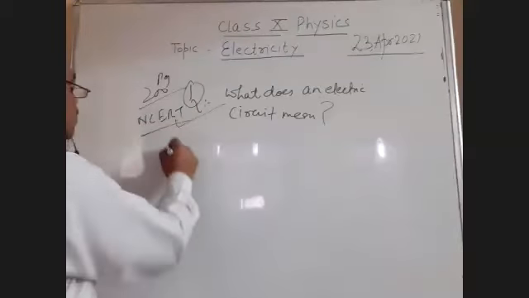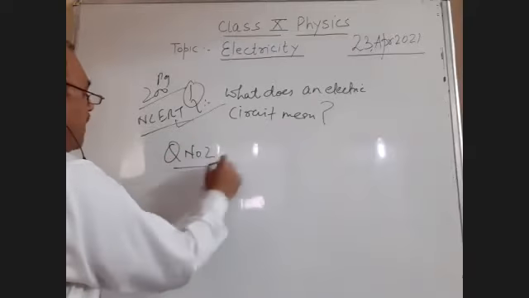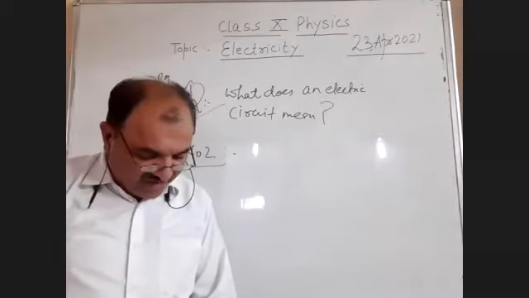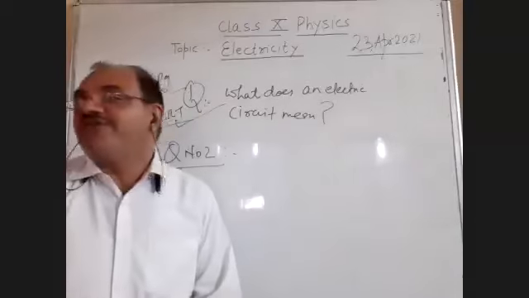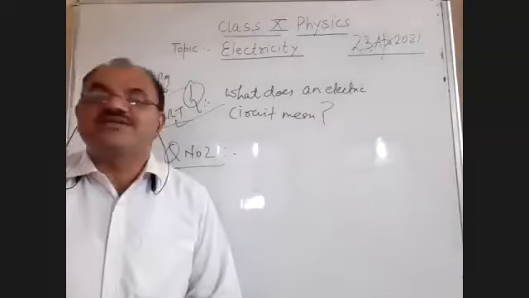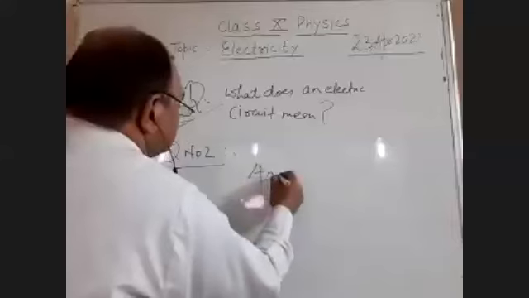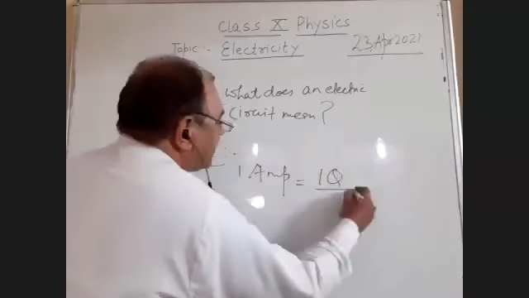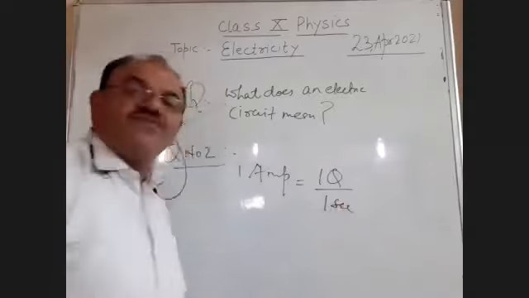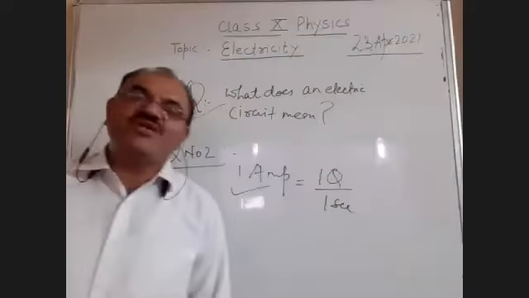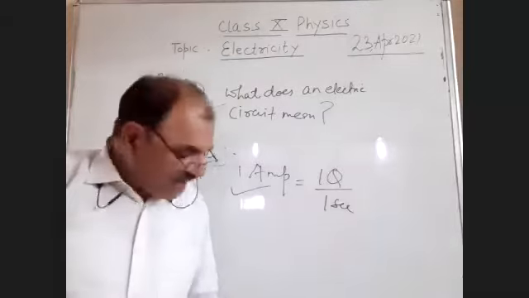Now, question number 2, students. Question number 2 is: define unit of current. Now, student, how will we define the SI unit of current? One ampere of current is that current when 1 coulomb of charge passes through a conductor for 1 second. This is called 1 ampere of current. Is it clear, students? Question number 2. Now, question number 3.